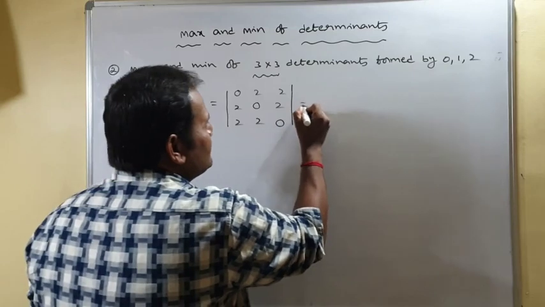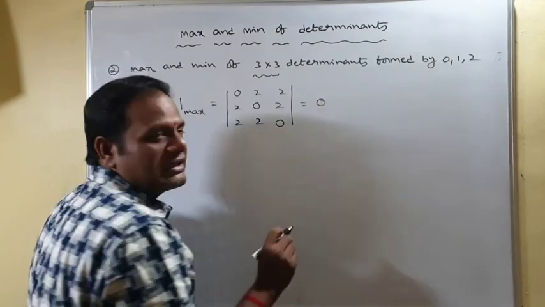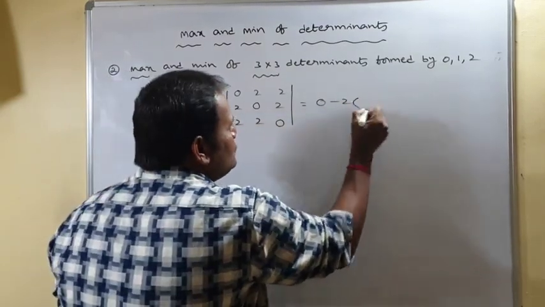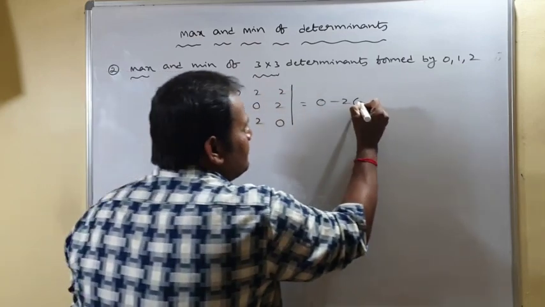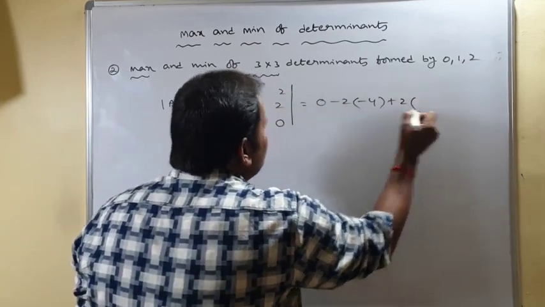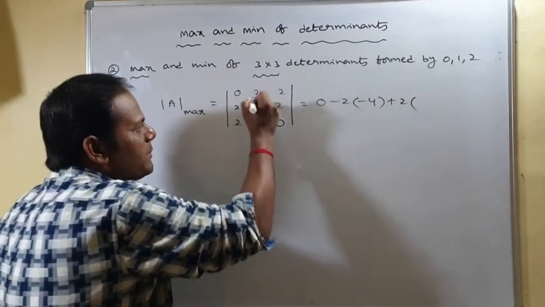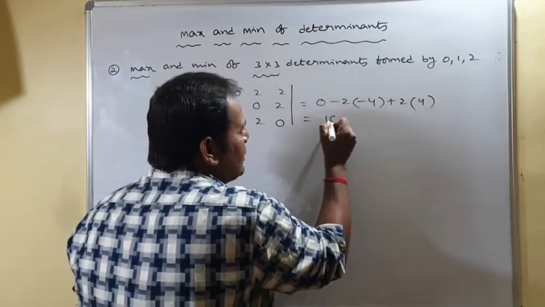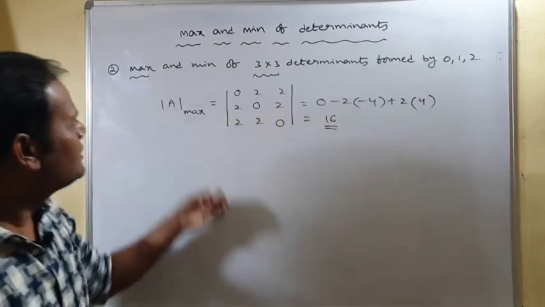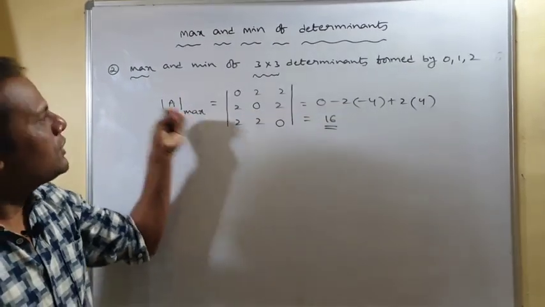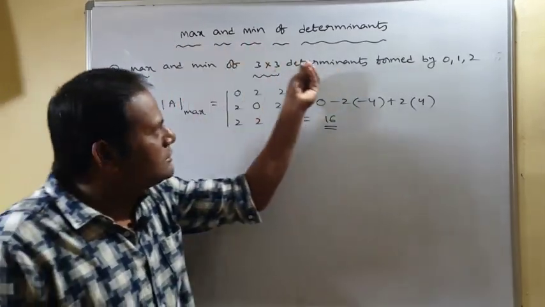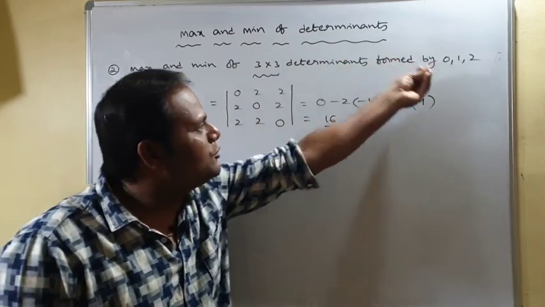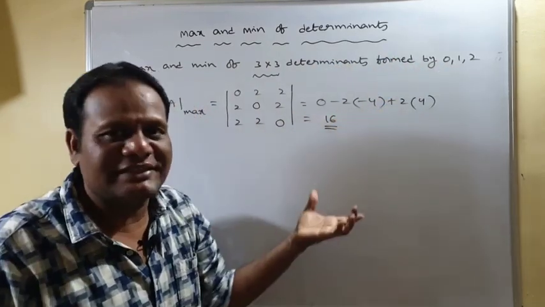What is that? That is 0 into something anyhow, that is 0, and minus 2 into, we can get minus 4, plus 2 into, it is 4 minus 0, that is 4. So we got 8 plus 8. What is this? 16. Yes, maximum of 3 by 3 determinants formed by 0, 1, 2, that is 16.